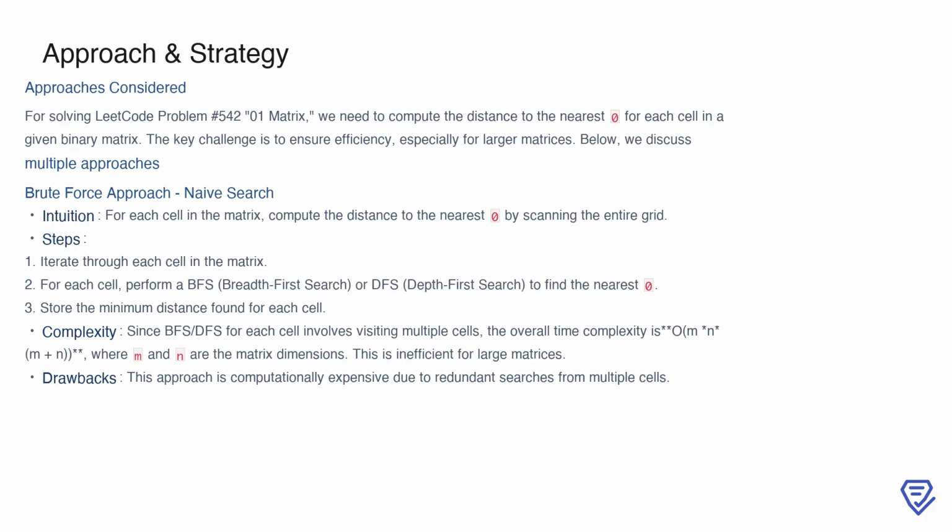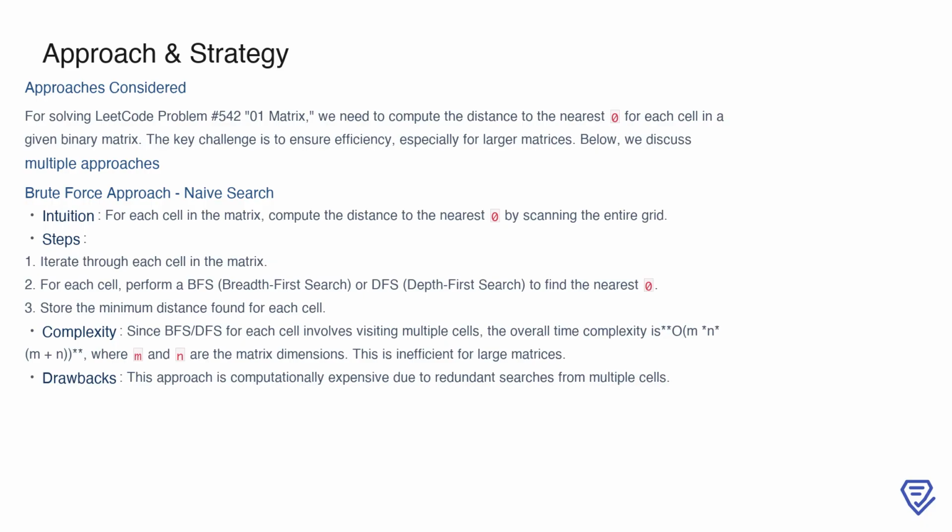To solve the 0-1 matrix problem, our goal is to calculate the shortest distance from each cell to the nearest 0. The challenge lies in doing this efficiently, especially when dealing with larger matrices. One method we might consider is the brute force approach, which uses a naive search strategy. Here's how it works. For every cell in the matrix, we calculate the distance to the nearest 0 by exploring the entire grid. This is typically done using either a breadth-first search, BFS, or depth-first search, DFS, from that cell.